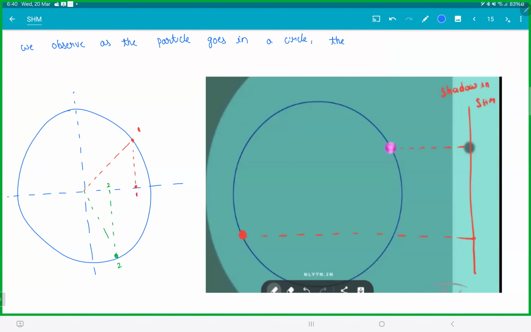Actually, you can make it even better. The projection on any diameter oscillates in SHM. If you take the x-axis, you'll get a sine omega t plus phi. If you take the y-axis, you get a cos omega t plus phi. Now the angles will make more sense to you. Clear with this? Now let me show you an example.